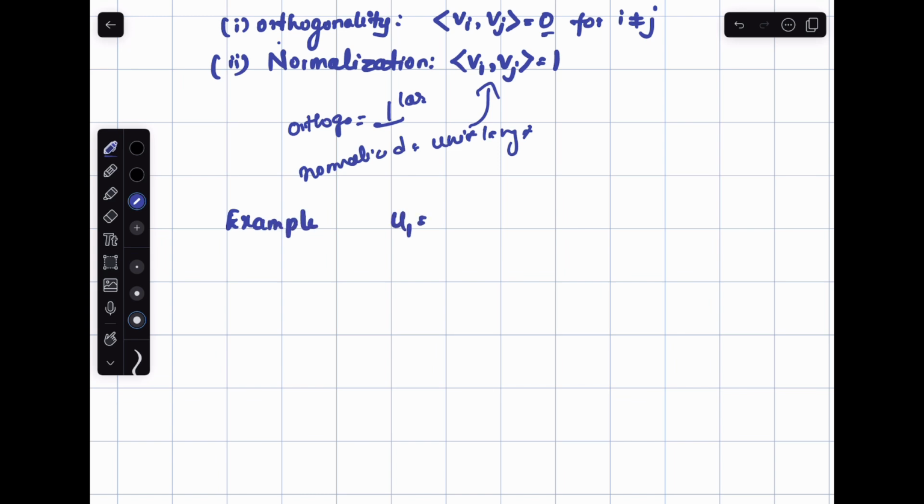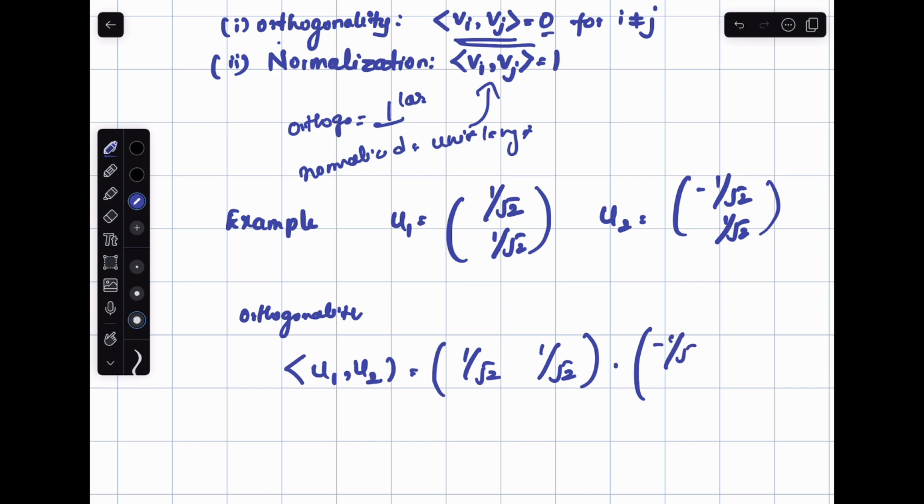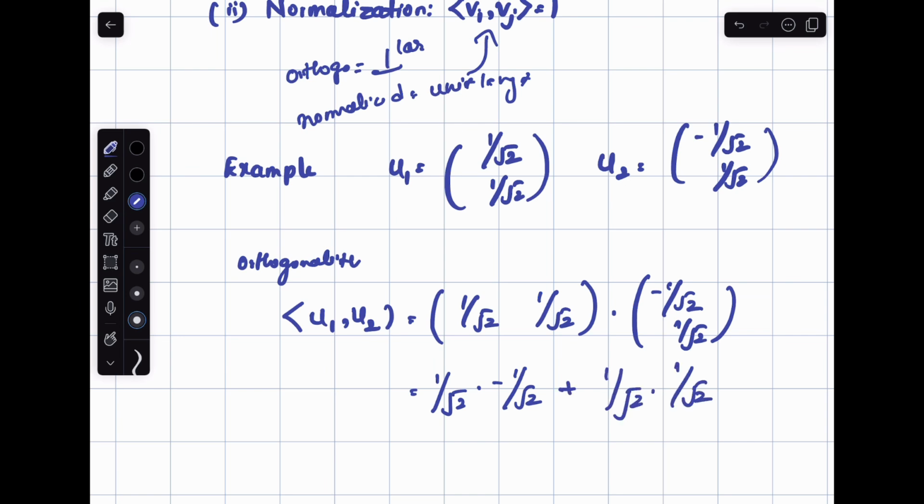So let us take one simple example. Say u1 is equal to 1 by root 2 and 1 by root 2, and u2 is another vector, minus 1 by root 2 and 1 by root 2. Now what does orthogonality mean? You have to find the inner product of vi, vj, which should be equal to 0, which is nothing but finding the dot product. So the inner product of u1, u2: you take the complement of u1, which is 1 by root 2 and 1 by root 2, and u2 is minus 1 by root 2 and 1 by root 2. Now let us multiply. We get 1 by root 2 into minus 1 by root 2 plus 1 by root 2 into 1 by root 2. So the answer will be equal to 0.